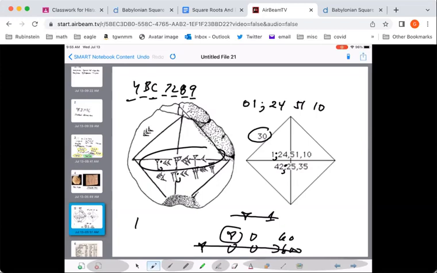So there was ambiguity in that way. Now, if you take this 1;24,51,10 and change it to a base 10 decimal, it'll be 1 plus 24 over 60 plus 51 over 60 squared plus 10 over 60 to the third power. If you have a calculator nearby, pop that in and let's see what that turns into as a decimal. Everyone take a minute on that.